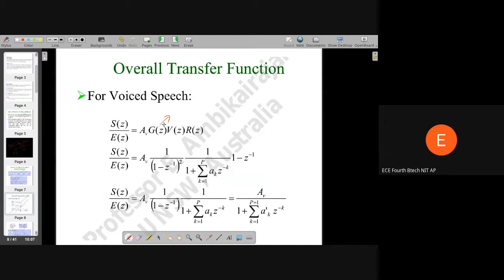We saw that this is like two real poles. It's a low pass filter: 1 by (1 minus a z inverse) whole square, of multiplicity 2, where a is very close to 1. Lip radiation is again 1 minus b z inverse, where b is very close to 1. This is the part.